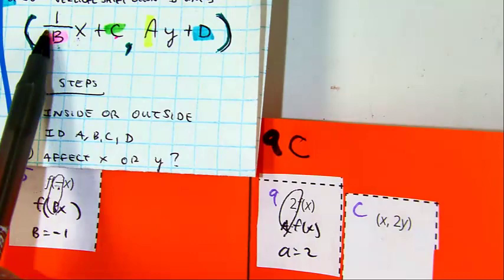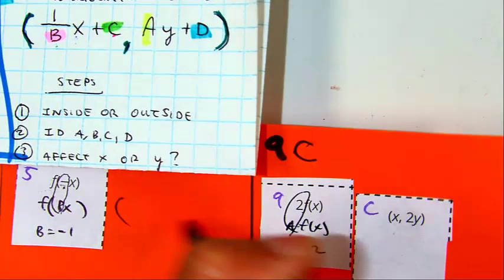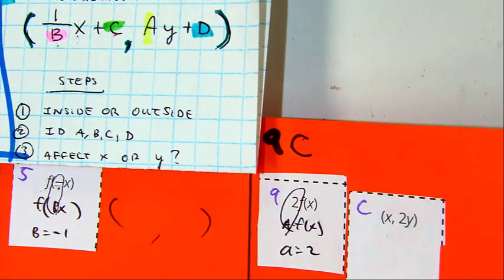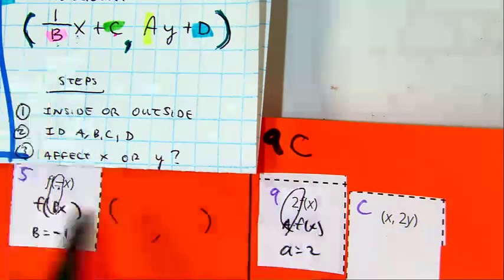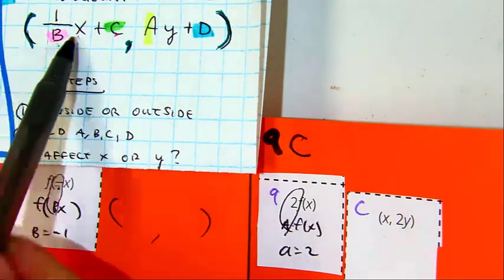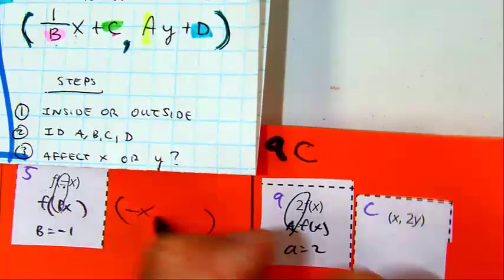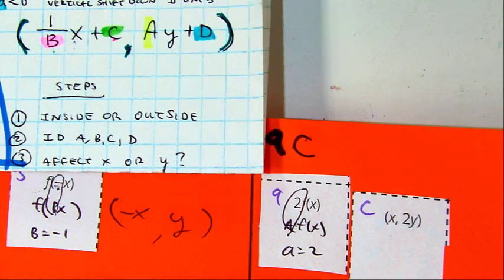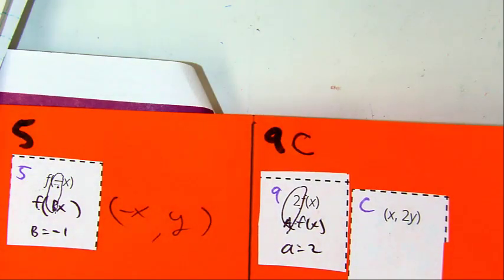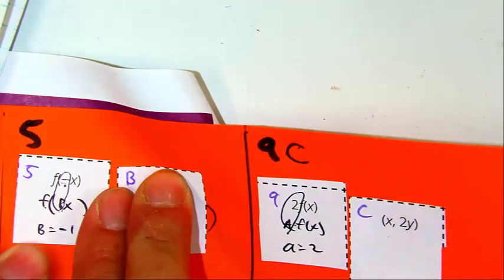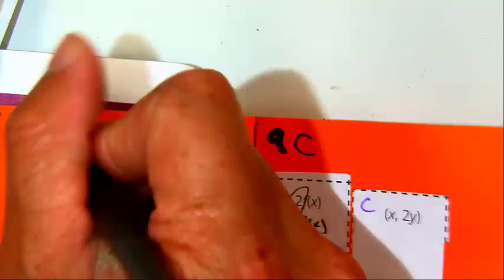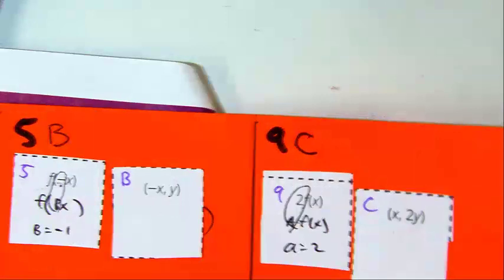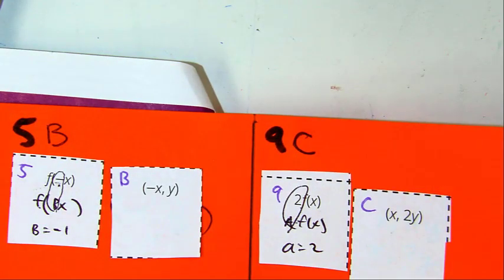So our answer, what do you think our ordered pair is going to be? Well, can you give me, if you put in there negative what? X comma Y? What choice did you say? You said B? That is correct. Let's put in B. Raise your hand if you got B. Good job.